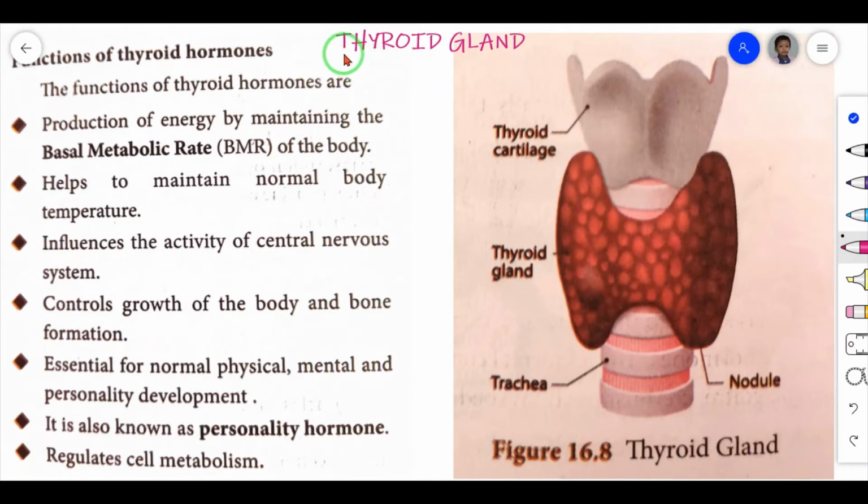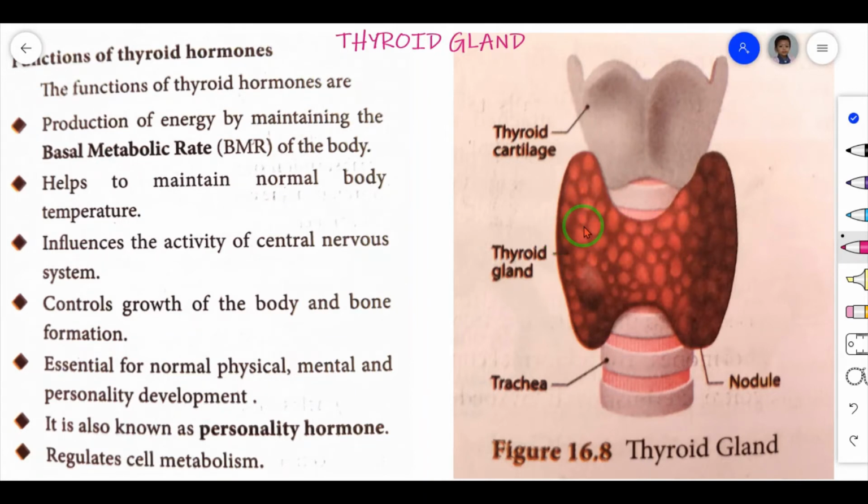Now we are going to discuss the thyroid gland. Where is this thyroid gland located? The thyroid gland is located in our neck region. It is composed of 2 lobes. So how many lobes are present in the thyroid gland? 2 lobes, the right lobe and the left lobe.